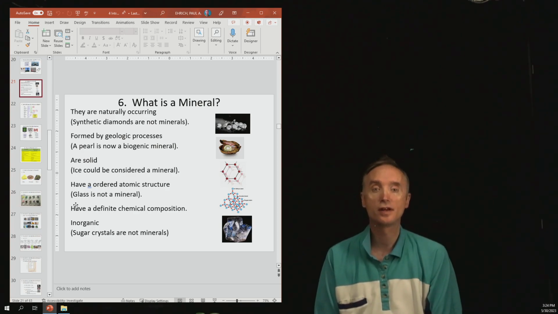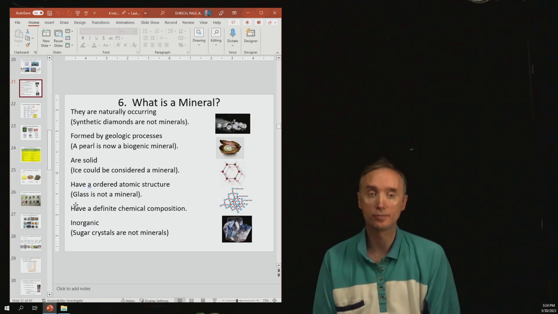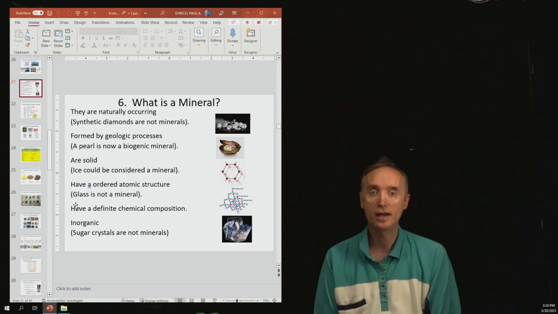Okay, in our previous segment we talked about atoms. So now we want to talk about how these atoms hook together to make minerals. So we need to have a definition of what a mineral is. So these are the different parts of that definition, and you should know them all for the exam.